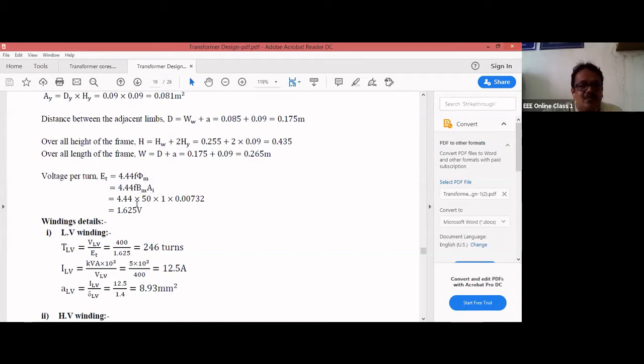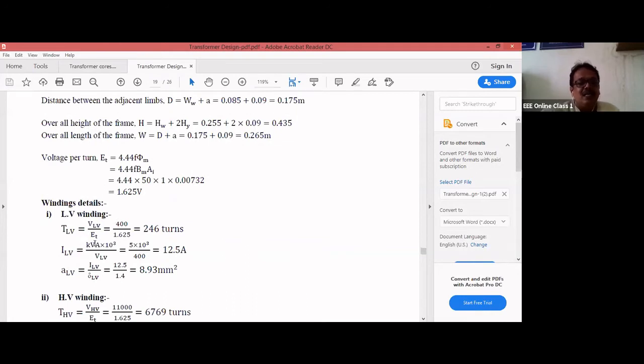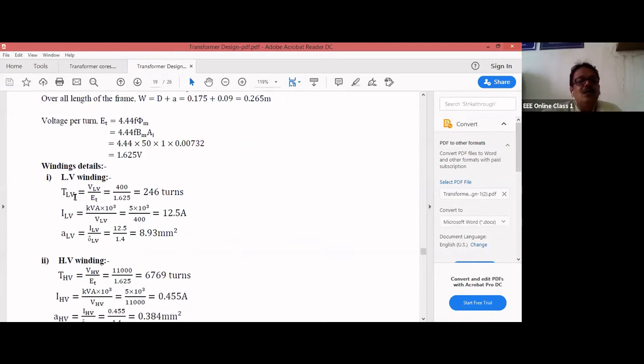BM into AI. So 4.44 into 50 into 1 into 0.0732. Okay, then what you get? 1.625. Once you know ET, I can calculate the low voltage winding turns. Turns in low voltage, TLV, is equal to what? VLV by ET. Otherwise, you can use this formula.